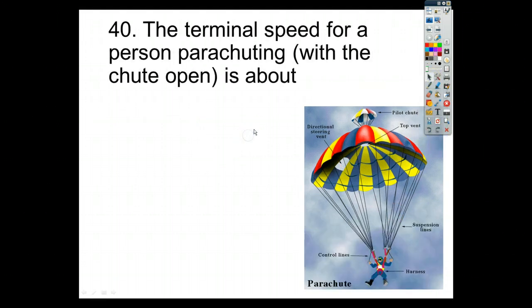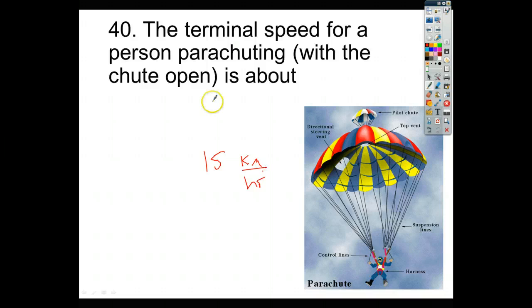Number 40. The terminal speed for a person parachuting with a chute open, so this is how fast they fall, is 15 kilometers per hour. So it's not too fast, but you have to be careful when you land that you don't break a leg.